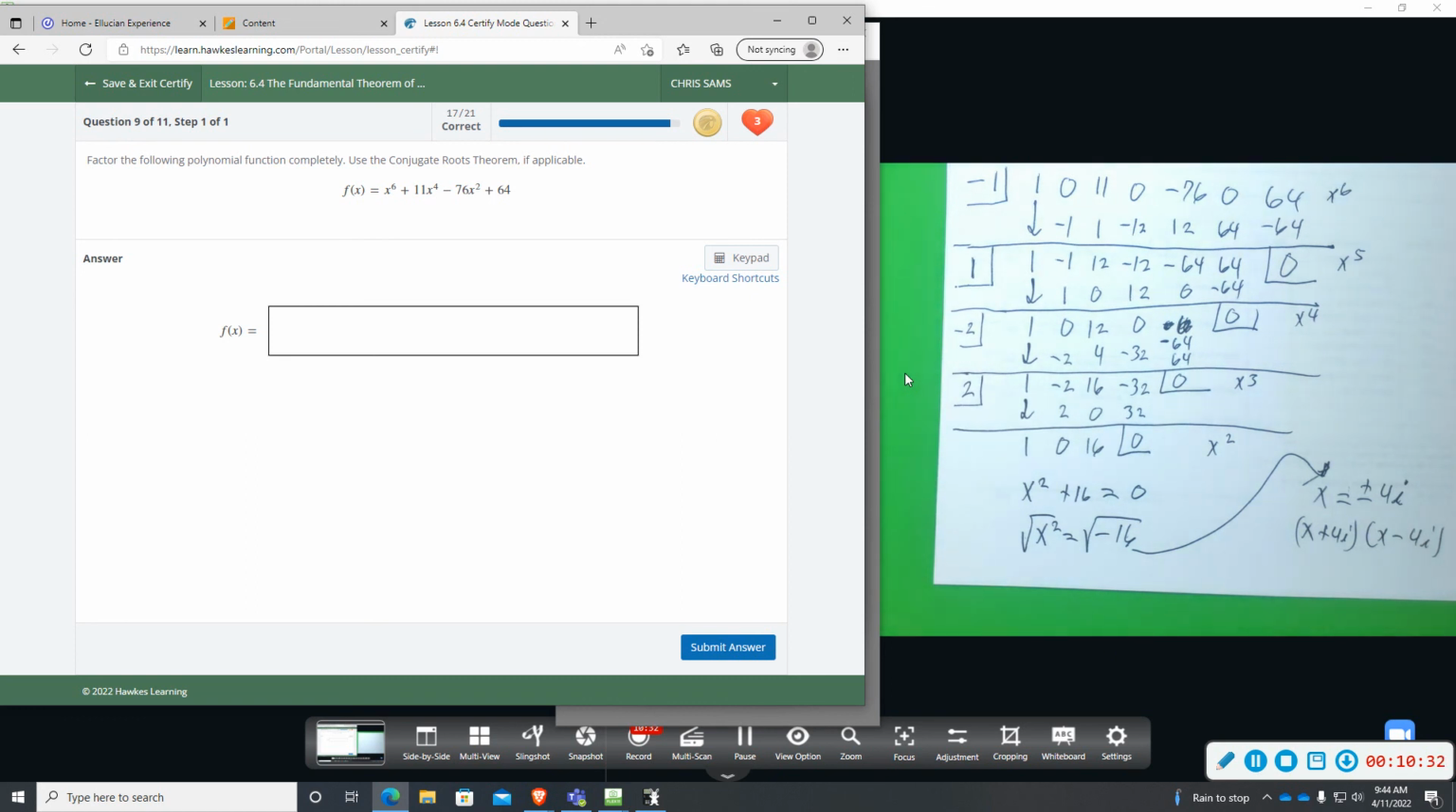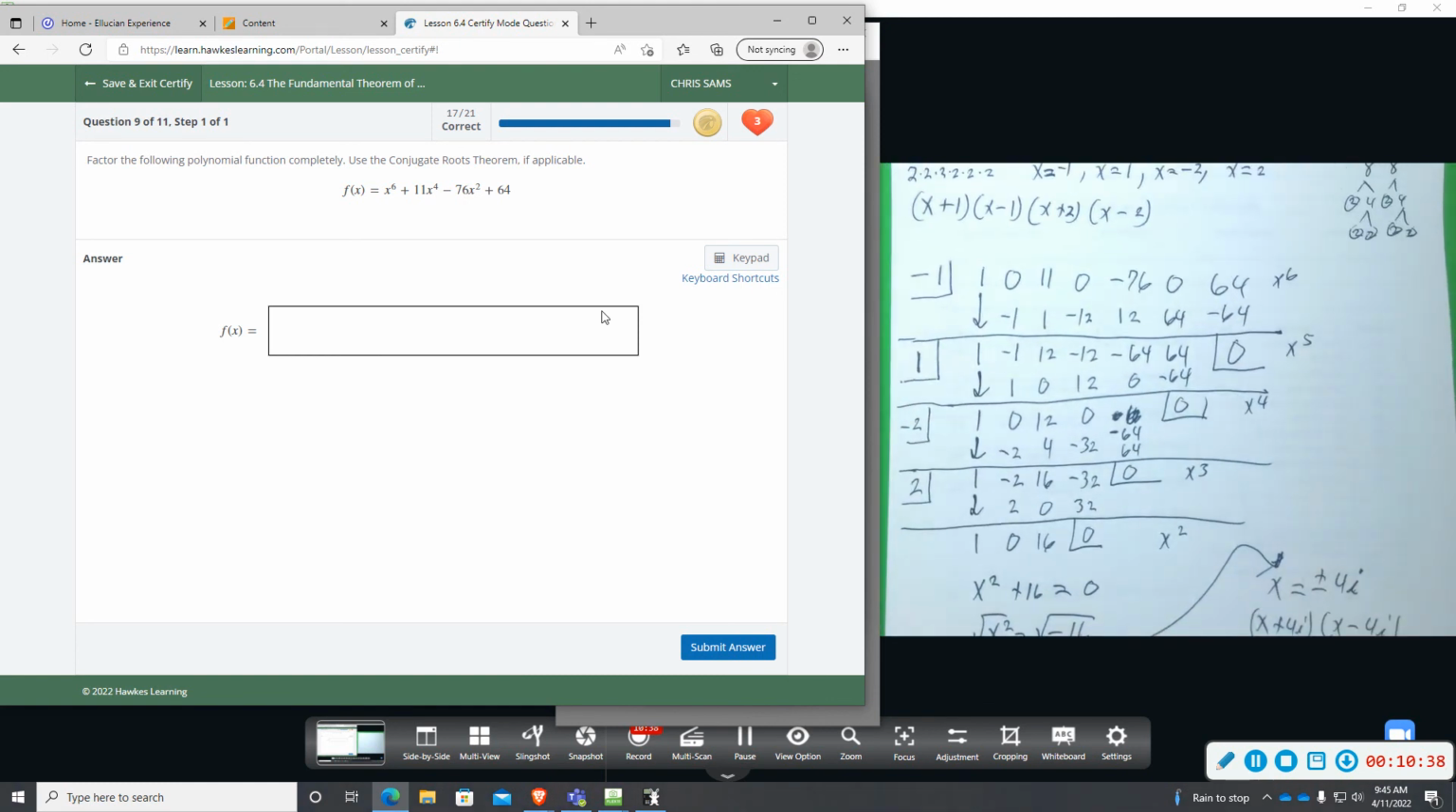So let's write this as linear factors with all the ones that we had from the beginning. x plus 1, x minus 1, x plus 2, x minus 2, x plus 4i, x minus 4i.